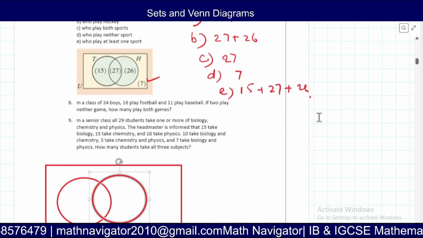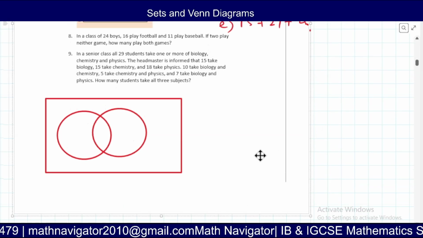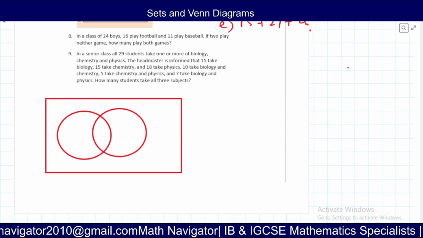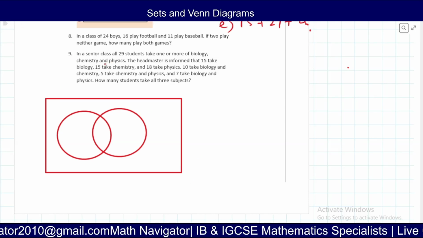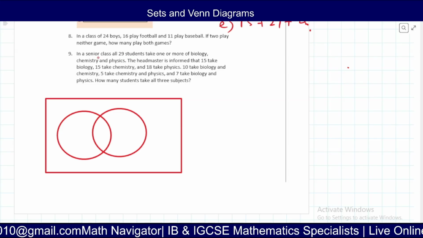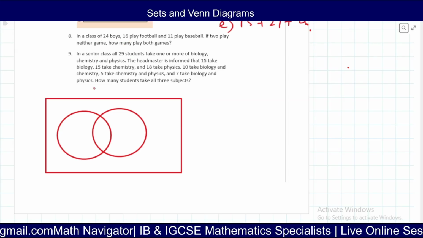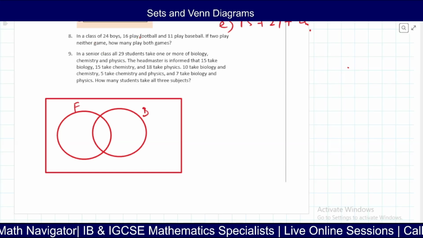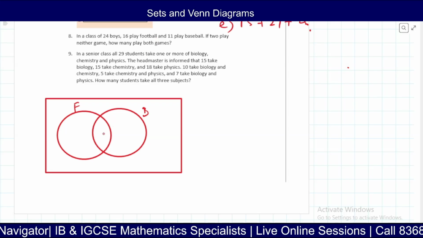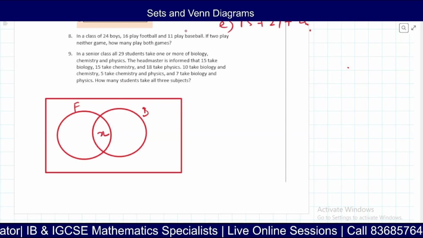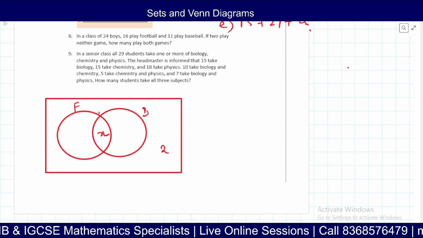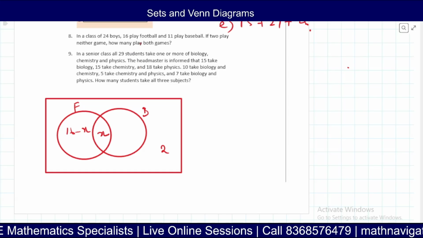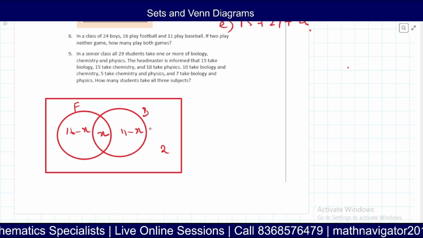Right. Now let's see what is happening over here. So this is saying in a class of 24 boys, so let's say football, let's call this baseball, right? 16 play football. First I need to fix here X. Then 2 play neither game, so I'll put 2 here. Then 16 play football, so 16 minus X, and then 11 minus X.